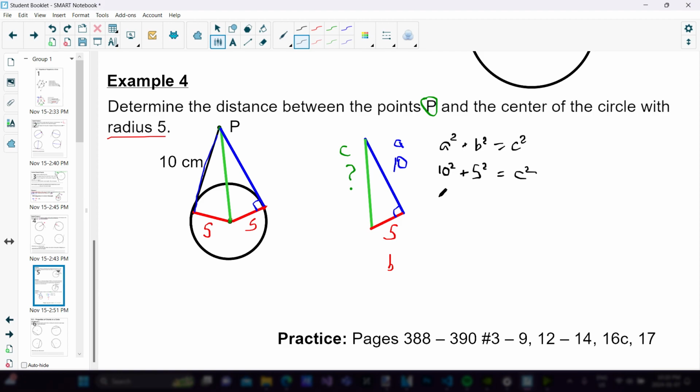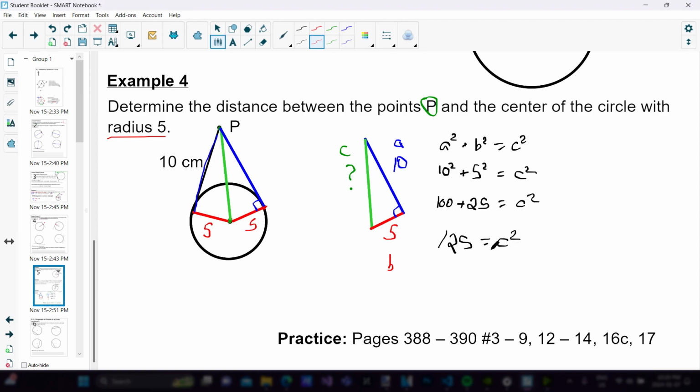So 10 squared is 100, plus 5 squared is 25, equals C squared. So I've got 100 plus 25 is 125 equals C squared. But I'm not interested in solving for C squared, I just want C, so I need to get rid of that square.